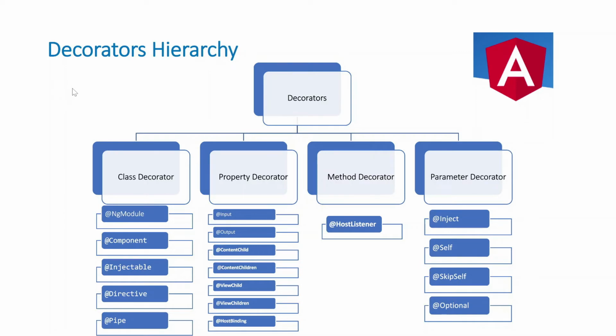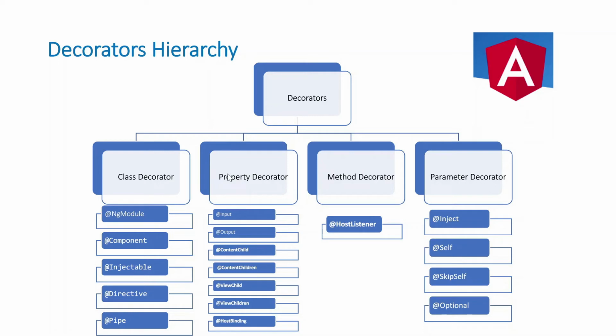So now let's take a look at the decorators hierarchy. As I have already told you, decorators are of four types: class decorator, property decorator, method decorator, and parameter decorator. We apply class decorators to classes with @NgModule, @Component, @Injectable, @Directive, and @Pipe. So these are the decorators that you can apply on the class.